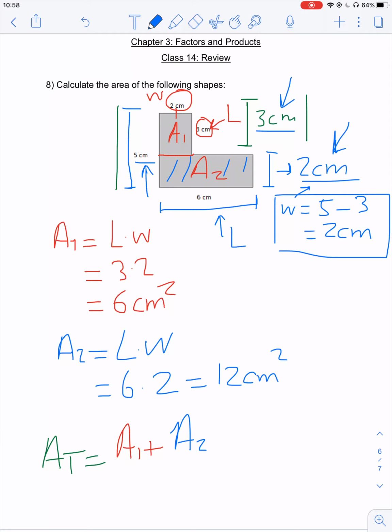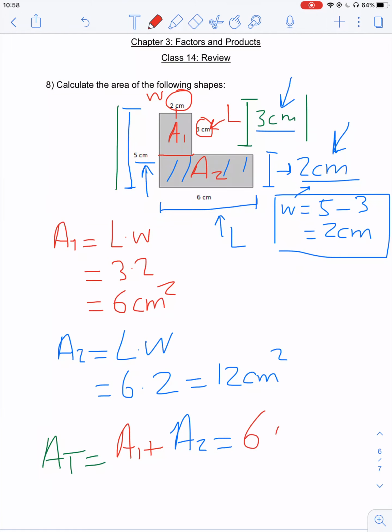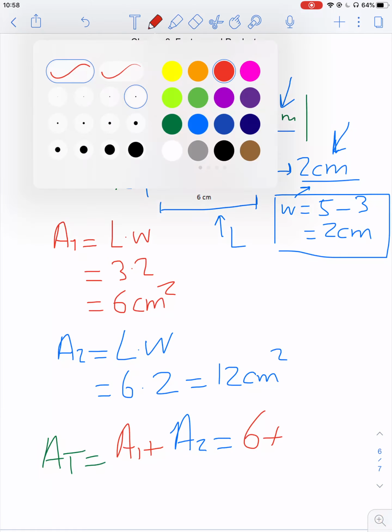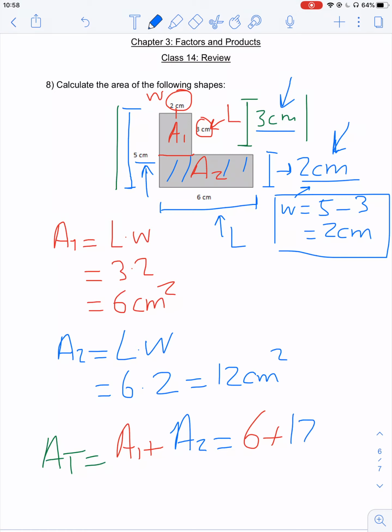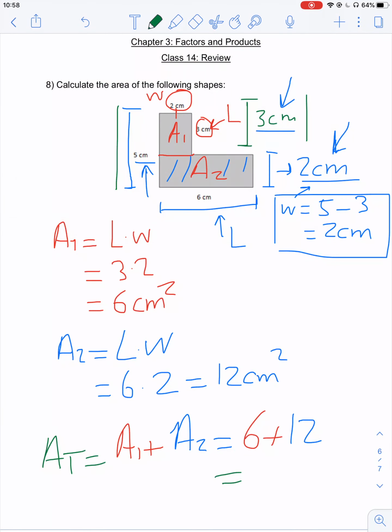Which is just equals to 6 plus 12, which is equals to 18 centimeter squared, right? So you really have to understand how we solve this question, right?